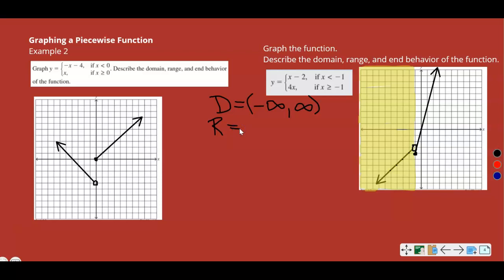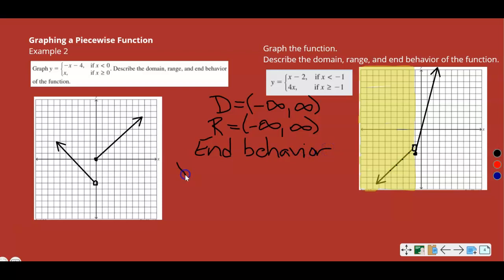And our range, this time, our range is our y values. So what's it doing going up and down? It's going down with an arrow and up with an arrow. So this one will have a range of all real numbers as well. So -infinity to infinity represents all real numbers. All right, and then our end behavior again.